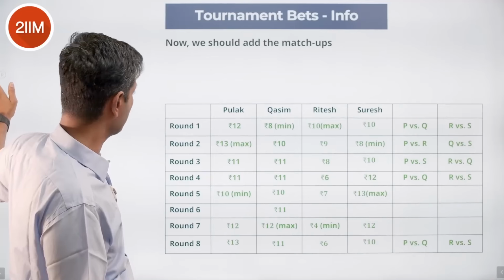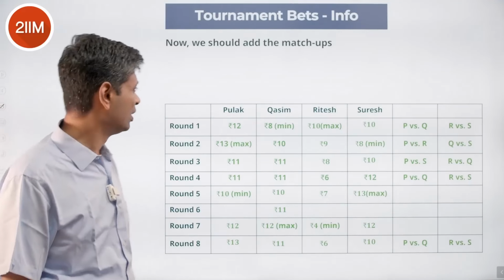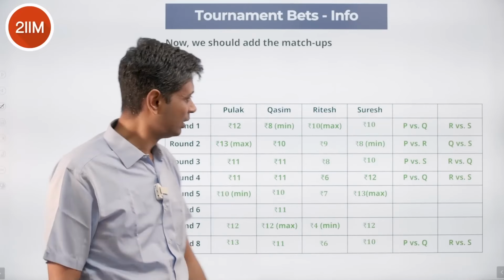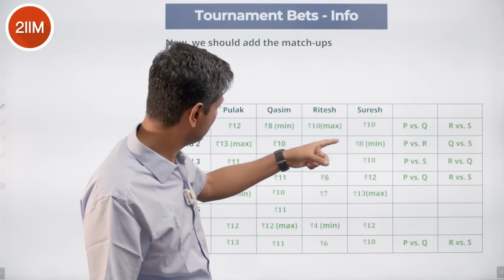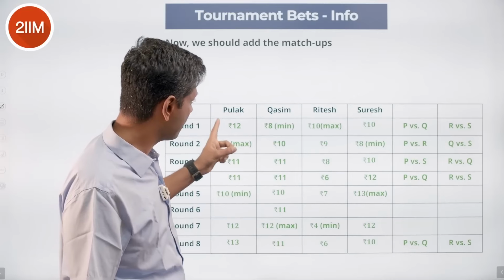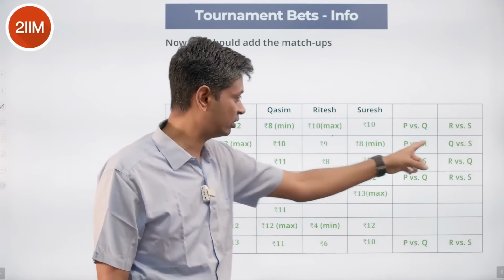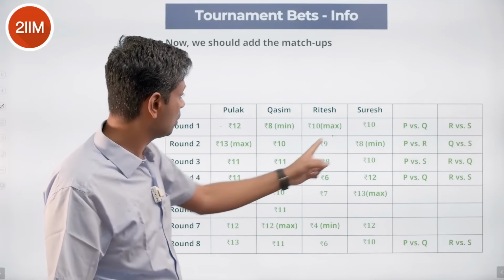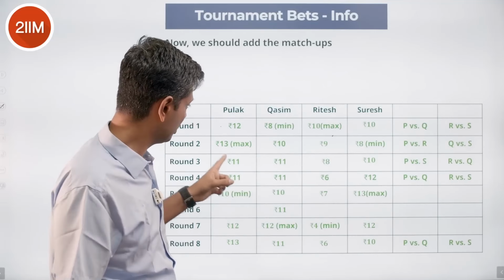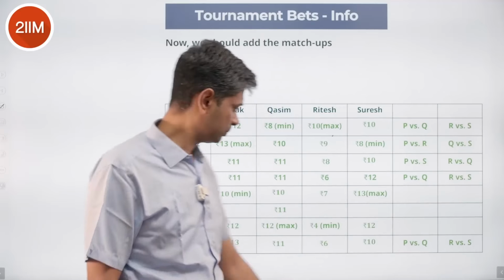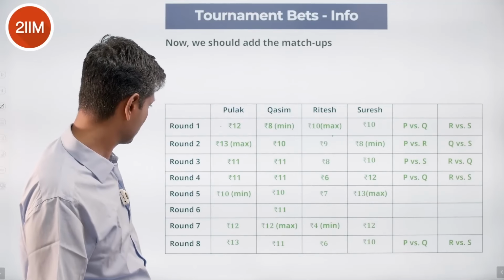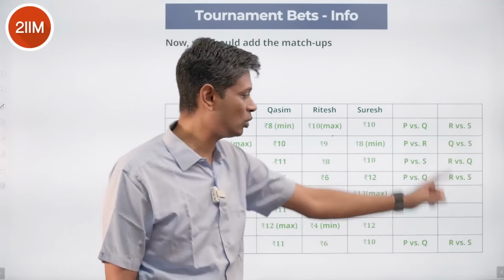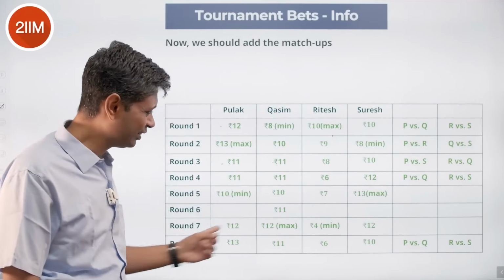We should add the matchups as well. Matchups are more straightforward. First game, P and Q play, R and S play because it's up, down, up and up. 10 goes to 10 and 8, 8 and 10. So P versus R, Q versus S, that fills there. Minus 2, plus 2, plus 1, minus 1. P versus S, R versus Q, that we have filled in. Next one, these two stay as it is, P versus Q, R versus S. We have filled this also.